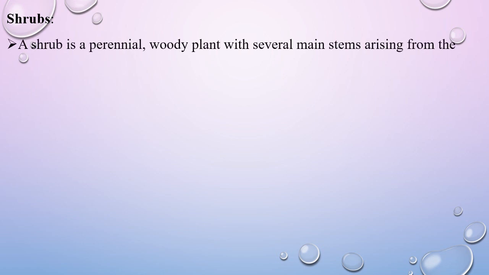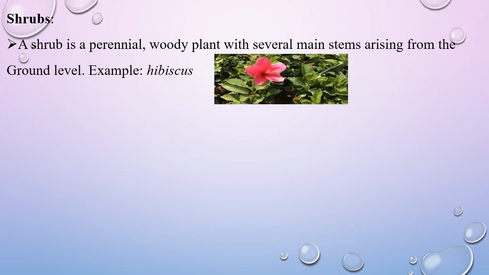Now let us see about the shrubs. What is a shrub? A shrub is a perennial woody plant with several main stems arising from the ground level. An example for shrubs is hibiscus.